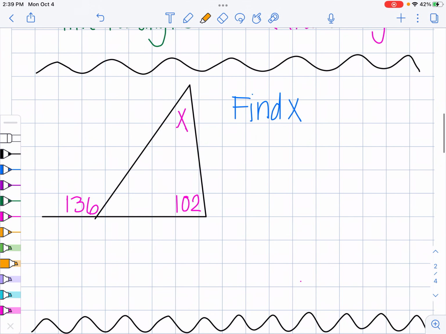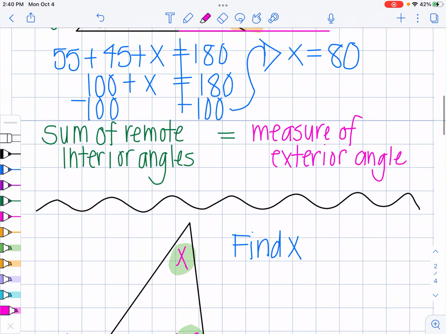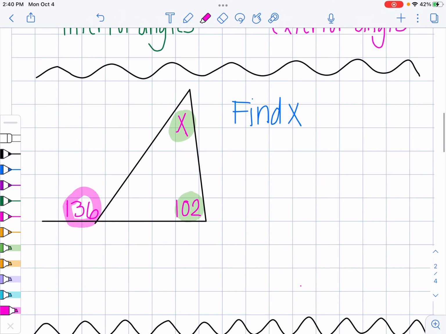First one, find x. I can do this a couple different ways. I can use what I just learned, that the sum of my remote interior angles is equal to my exterior angle. So let's do it that way first. My remote interior angles, what color did I use for those? Green. So my remote interior angles are these ones, and my exterior angle I originally used as pink. So I take my greens, I add them together to equal my pink.